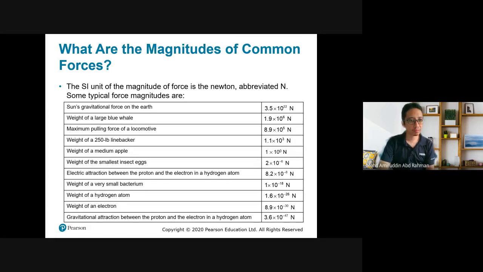And then, what else is different? Electric attraction is also a pulling force.